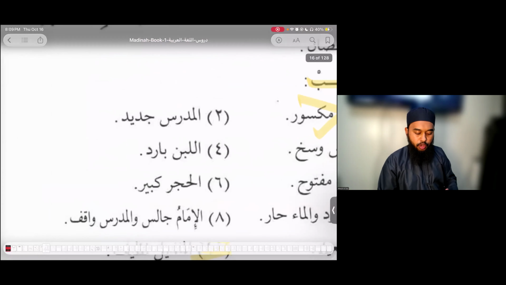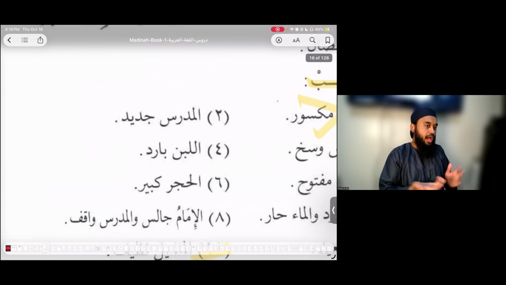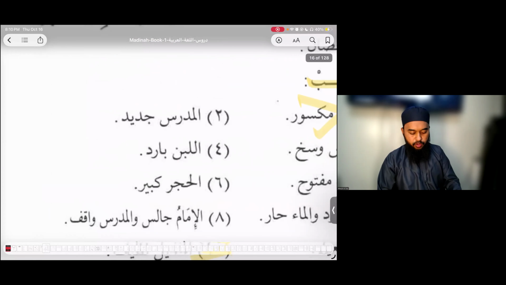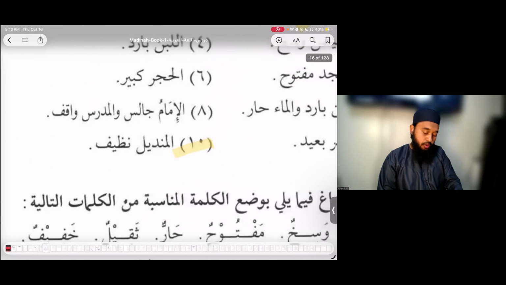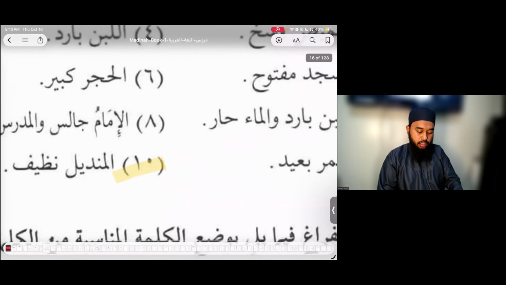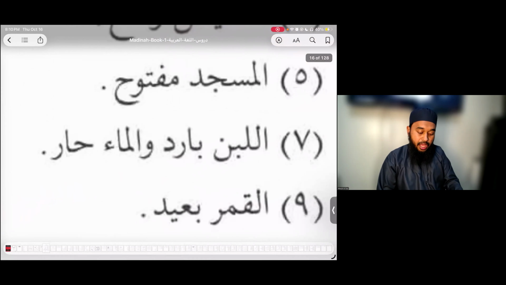Like, for example, al-labanu barid, the milk is cold. And in today's time you're going to say al-halibu barid, the milk is cold, right? You're not going to say laban. Laban technically means yogurt, as I mentioned. Al-mindilu nadifun, the handkerchief is clean. Al-labanu barid wal-ma'u har.